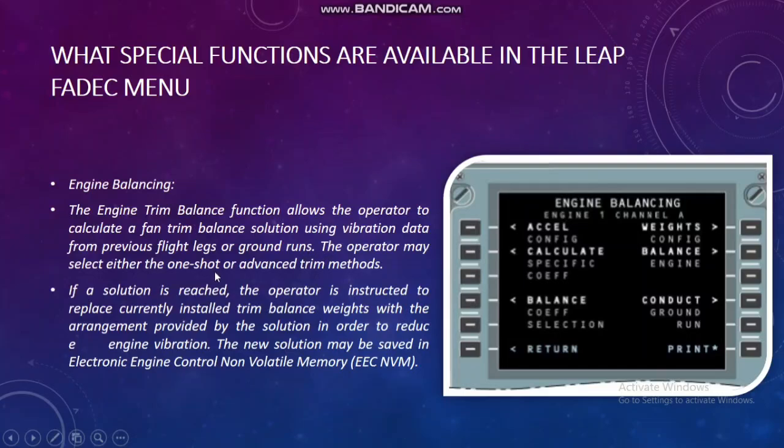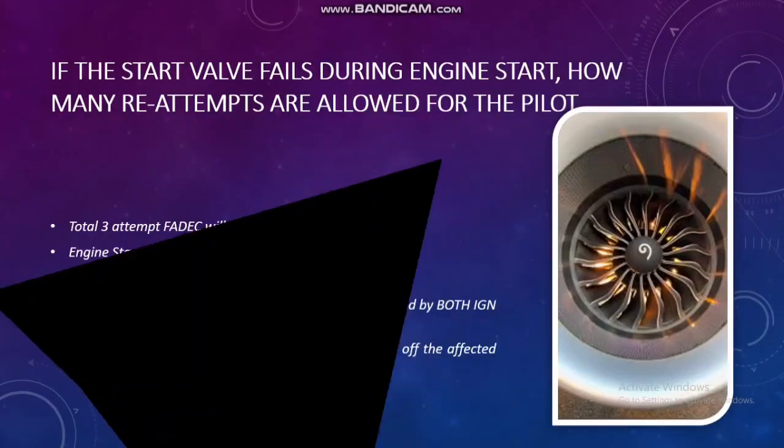The operator may select either the one-shot or advanced trim method. If a solution is reached, the operator is instructed to replace the currently installed trim balance weight with the arrangement provided by the solution in order to reduce the engine vibration. The new solution may be saved in the electronic engine control non-volatile memory. So basically you are adding or removing weight to prevent the vibration. Or suppose you have done a fan blade replacement and there is some vibration during the engine run-up, so you can add additional balance weight to sort out the vibration of the fan blade.